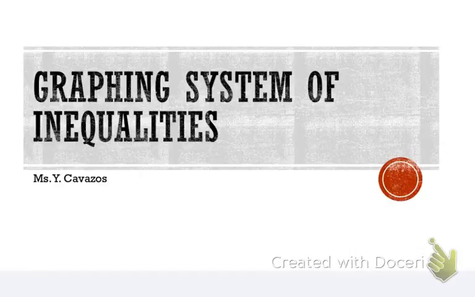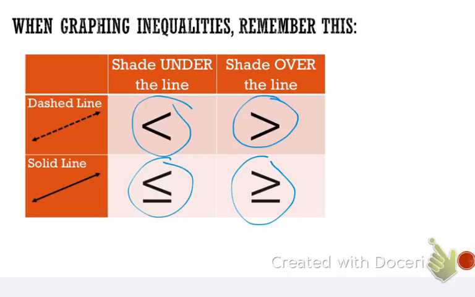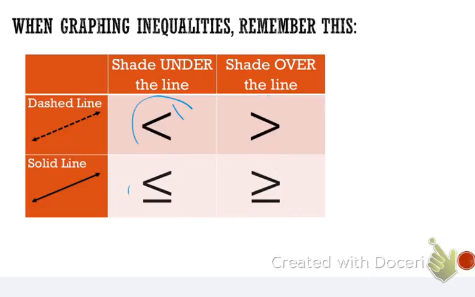Graphing systems of inequalities. Before I start with examples, I want to remind you that anytime you see an inequality symbol when you're graphing, that means you're going to have to shade, because some of you forget that the whole purpose of having an inequality is that you have to shade somewhere. Not only that, but you have two types of lines: a solid line and a dashed line.